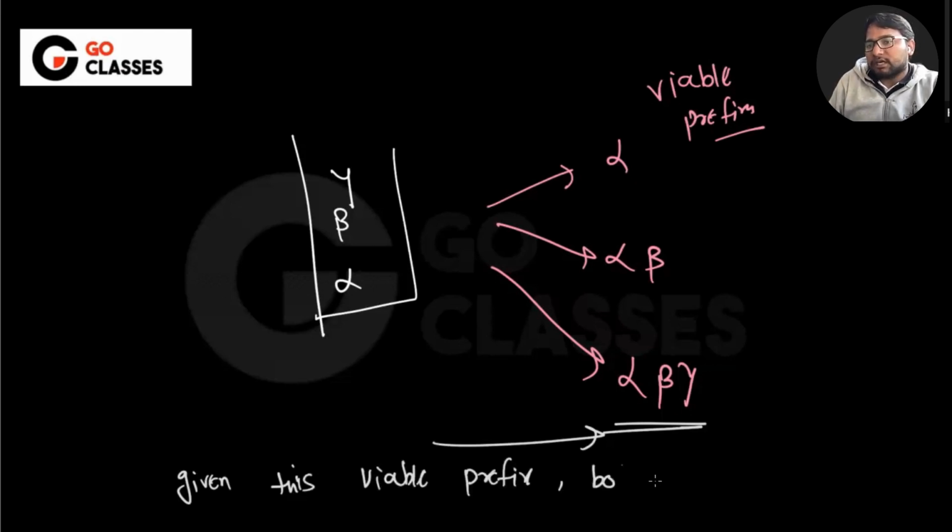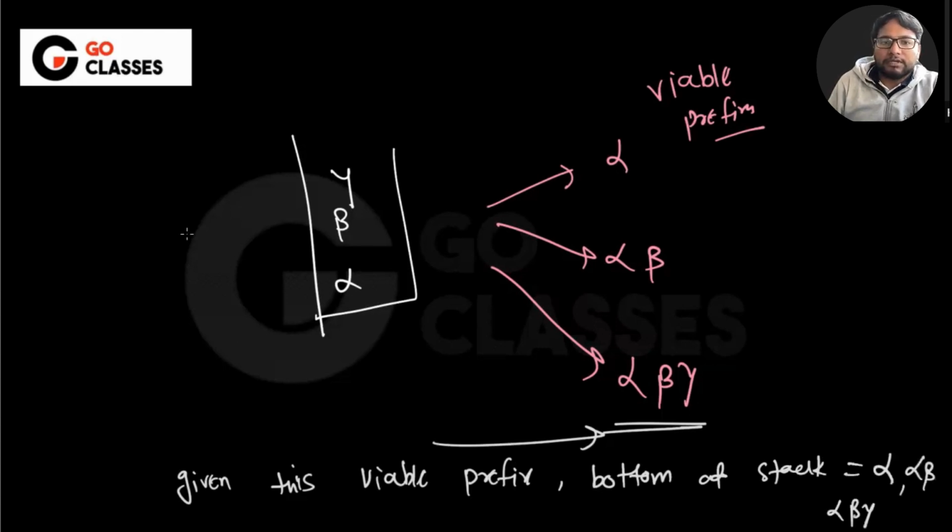Bottom of the stack. What is that? Because if this is a viable prefix, which is the prefix of the stack content, it must be starting with alpha, right? Stack is alpha. And alpha beta also, right? Alpha beta. Or you can say alpha beta gamma also.